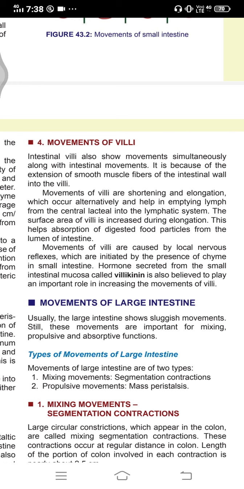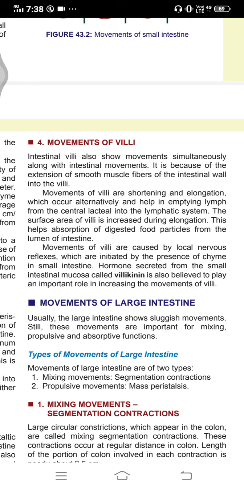Movements of villi are shortening and elongation, which occur alternately and help in emptying lymph from the central lacteals into the lymphatic system. The surface area of villi is increased during elongation. This helps absorption of the digested food particles from the lumen of the intestine.